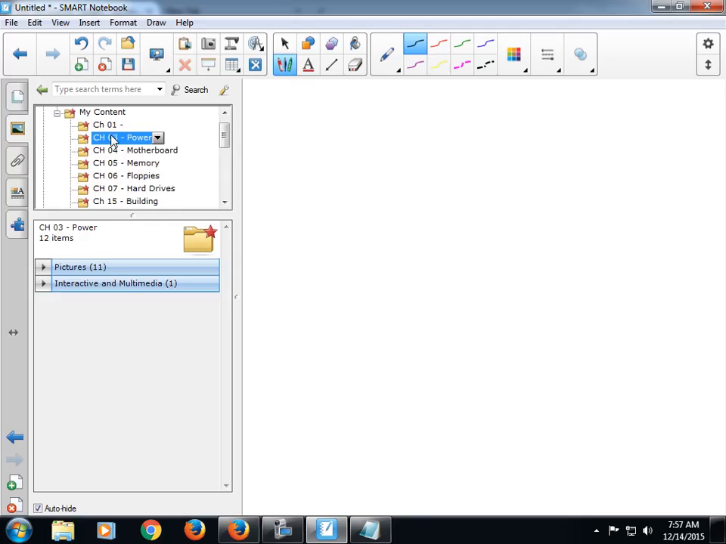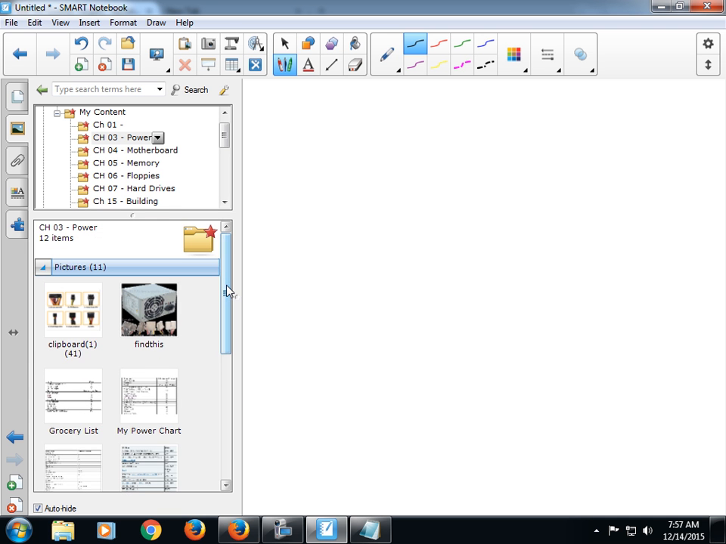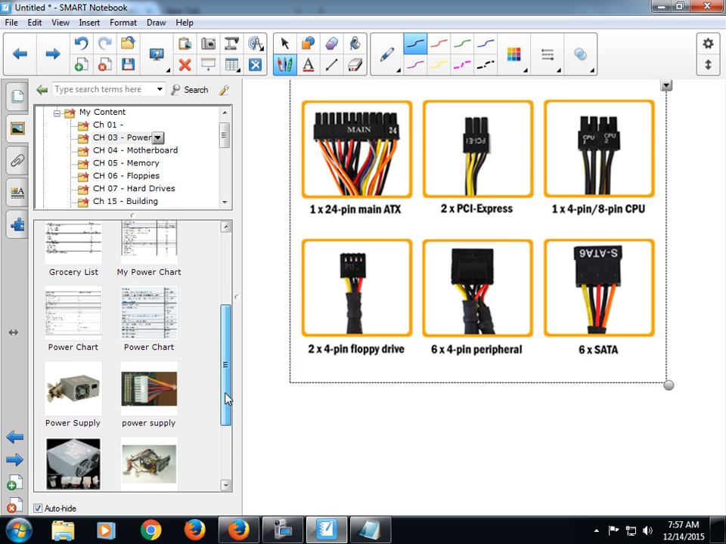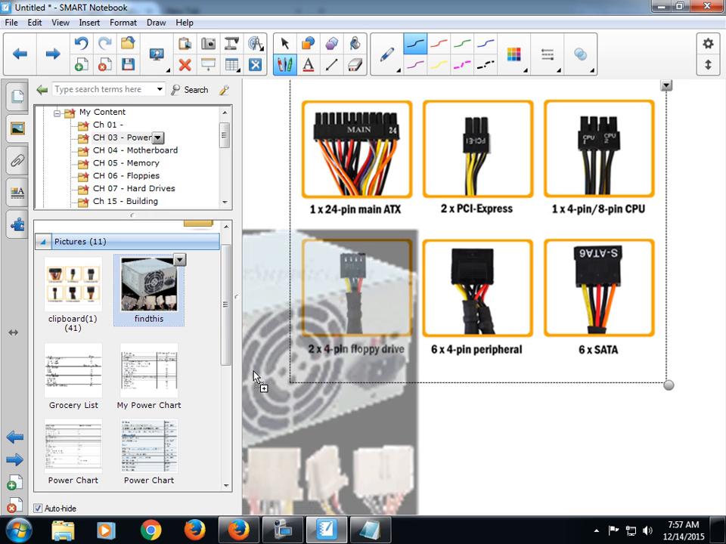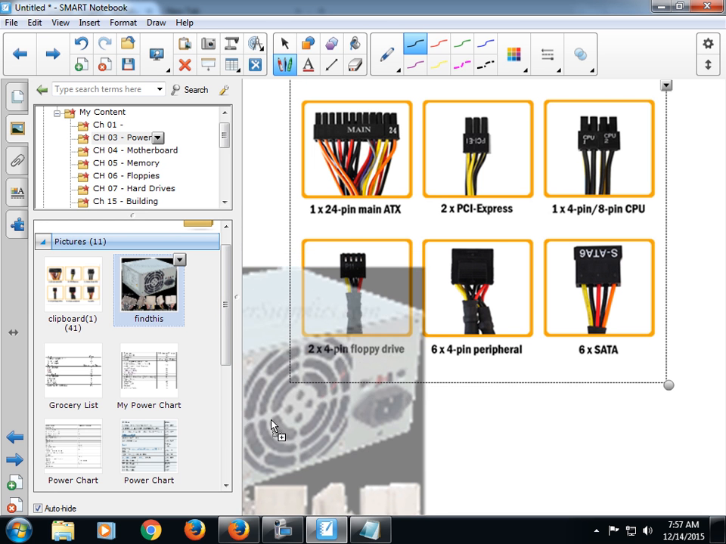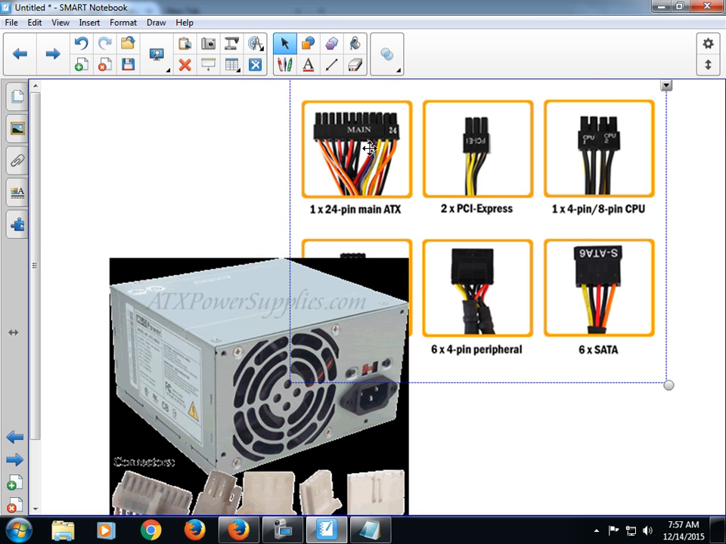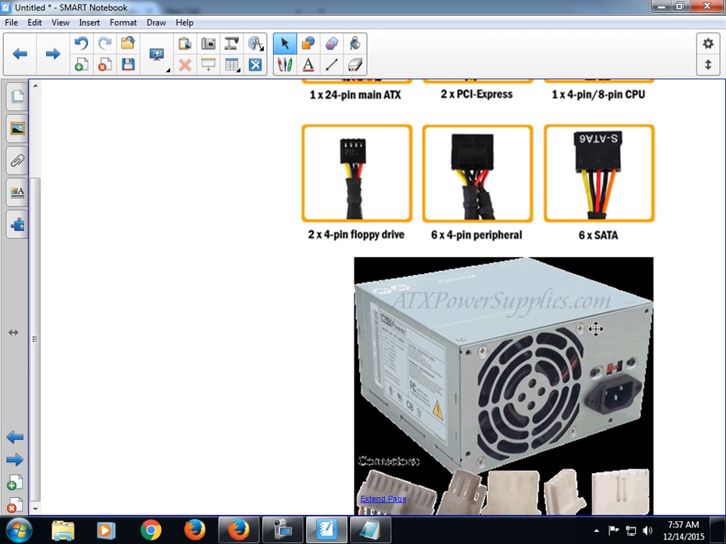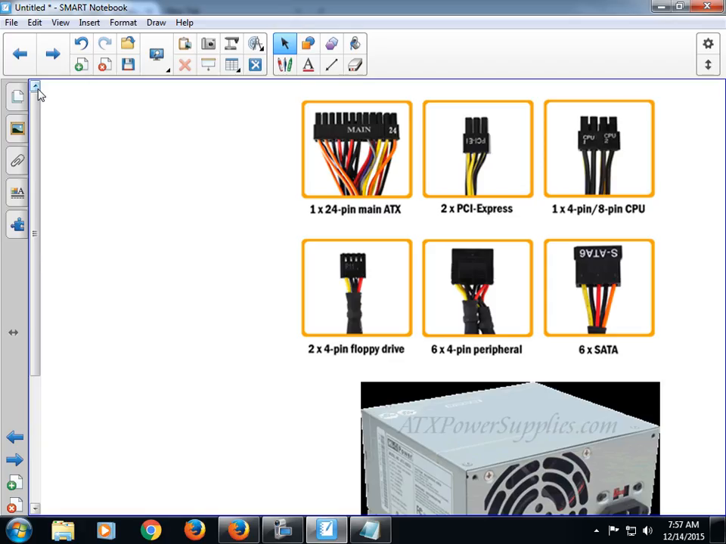Let's see if I can find a good Chapter 3 picture of the power supply plugs. This is one of them. I'll put that one out there first. Oh, I didn't get it up there. Okay, so we'll use this one first. I guess I have to move you out of the way. I'll put you below and slide it back up. There we go. Okay, so we've got these basic plugs that come out of the normal power supply.